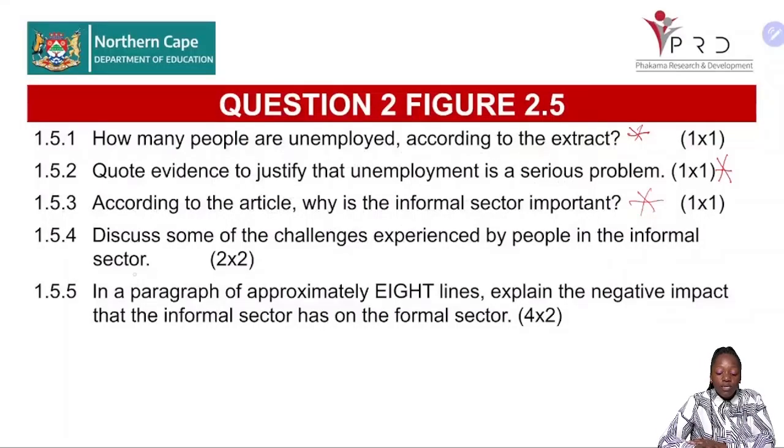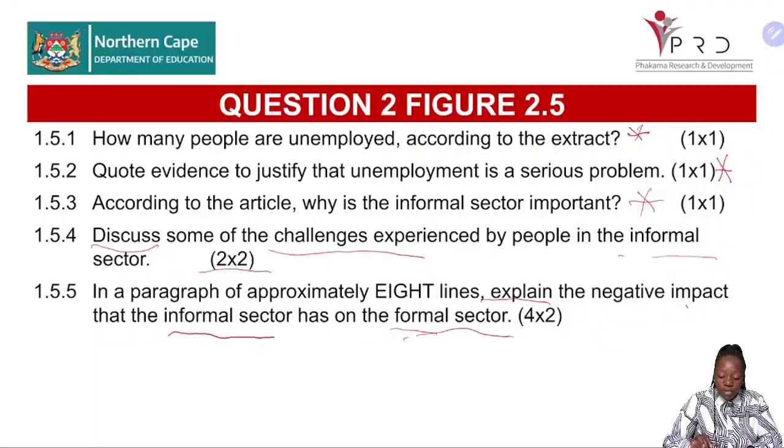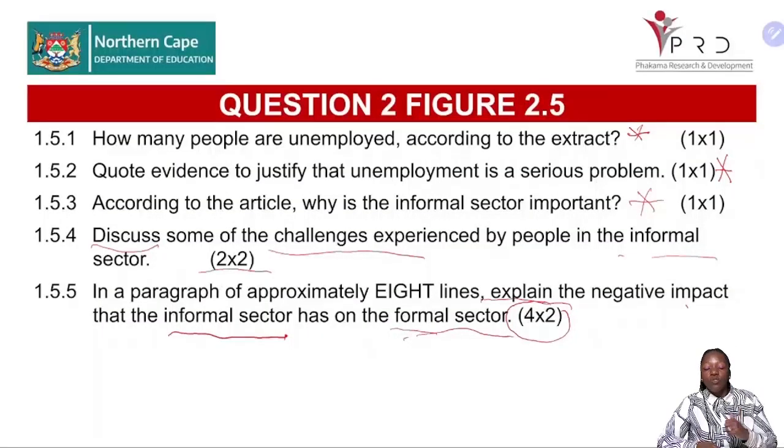Then your 1.5.4, discuss some of the challenges experienced by the people in the informal sector. Again, you are not told how many responses, but by looking at the mark allocation, you realize that you need 2 responses. Then number 5, in a paragraph of approximately 8 lines, remember you need to give a full answer, explain the negative impact that the informal sector has on the formal sector. 4 times 2, meaning you need to give 4 responses for you to get the 8 marks. So you have identified all the questions that you're supposed to refer to the extract.